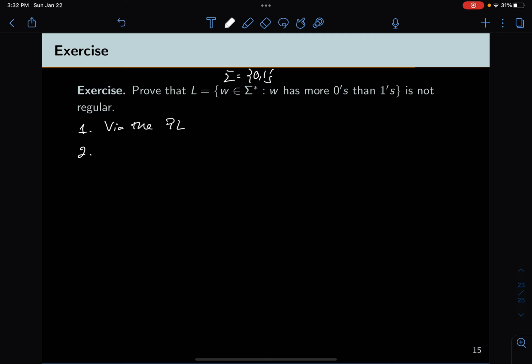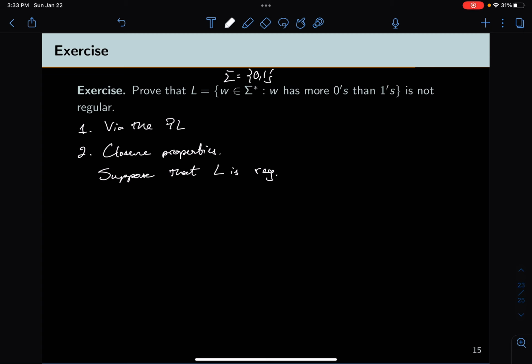But what I'm going to do in this video is use the closure properties. In fact, it's actually going to be a 3-line proof if we use the closure properties. So how this is going to work is, let's just suppose that L is regular.